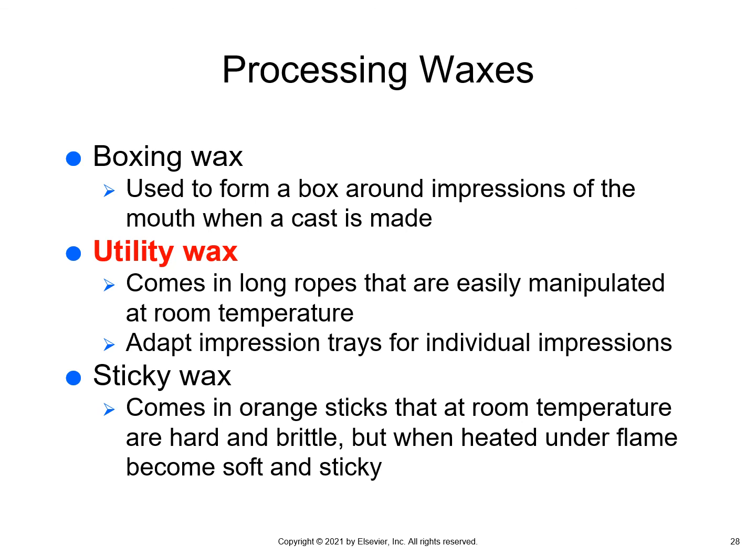Utility wax comes in long ropes that are easily manipulated at room temperature, and you can adapt it around your impression trays for individual impressions. That's what I was talking about. We use it to give us more anatomy and to make it more comfortable for our patient.